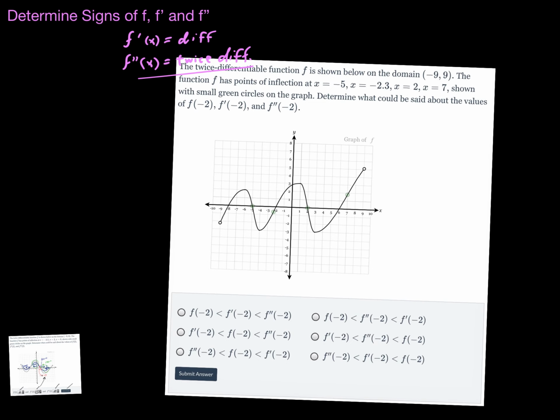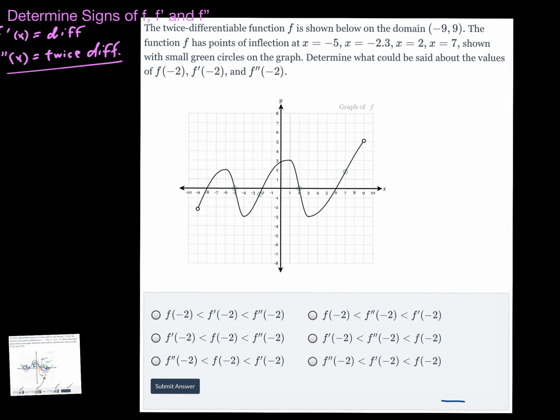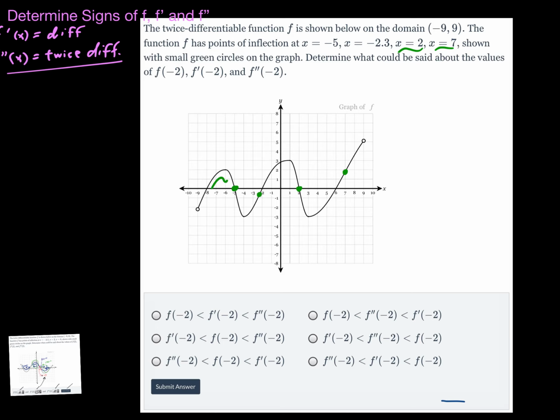And as you can see, this one is the same concept. They're just giving us the choices right here. Let's see which one is the right answer. We have a twice differentiable function, so again, we can take the derivative twice, and the domain is between -9 and 9. There are 4 inflection points: x is -5, -2.3, and then x is 2 and x is 7. Those are points of inflection, which means it's changing concavity. It's curving up, down to up, then up to down, then down to up.